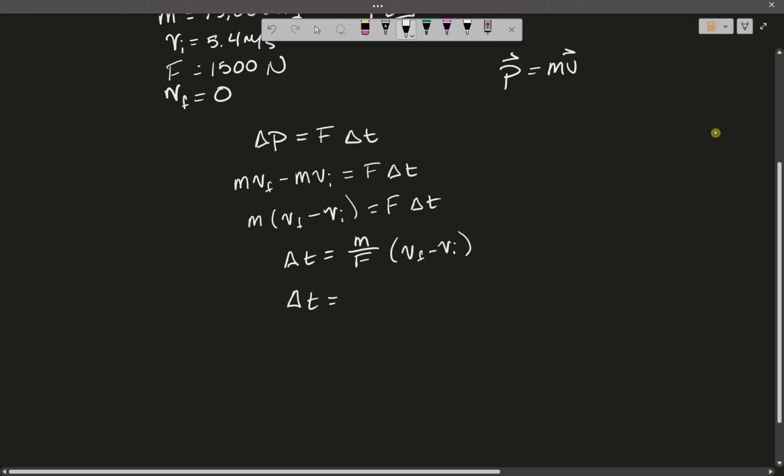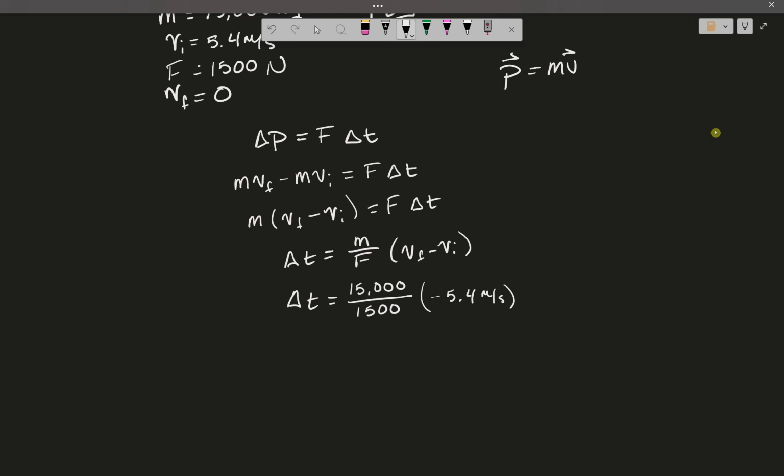So the mass of the train car is 15,000 kilograms, and the force is 1,500 newtons. My final velocity is going to be 0. My initial velocity is 5.4 meters per second.